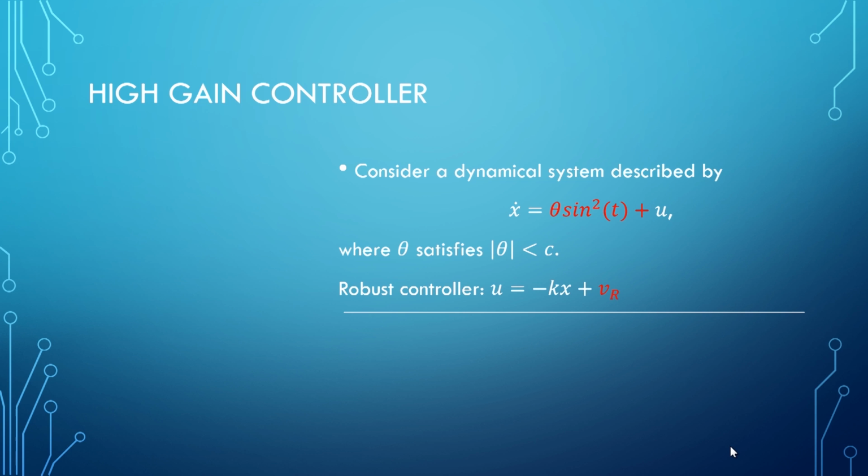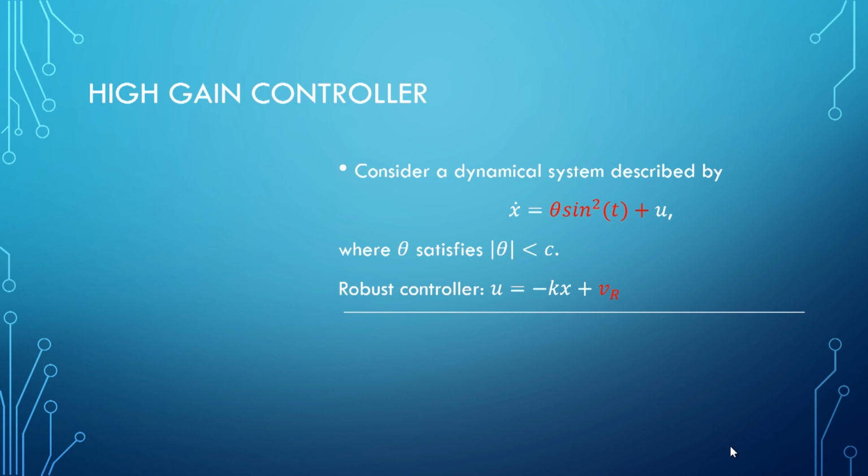So what is high gain control? So I give an example. Given this dynamic system, okay, x dot equal to theta, which is an unknown constant, sine squared t, plus u. So theta is some unknown parameter, which is a constant. So for example, theta is the mass of a system.